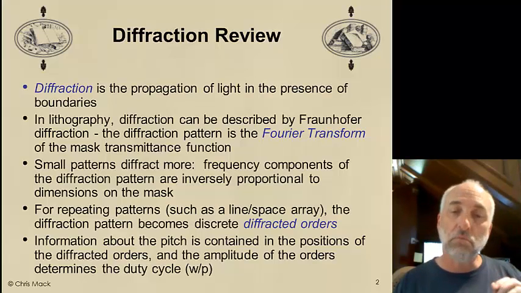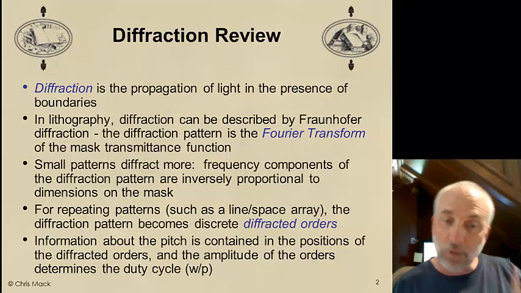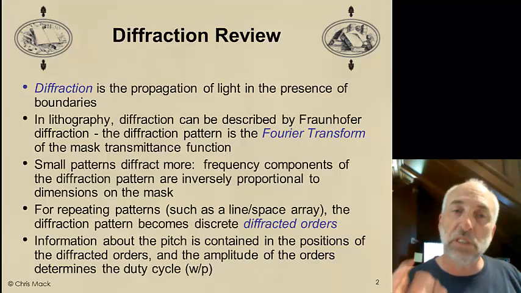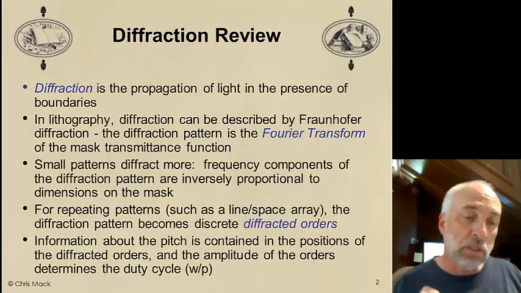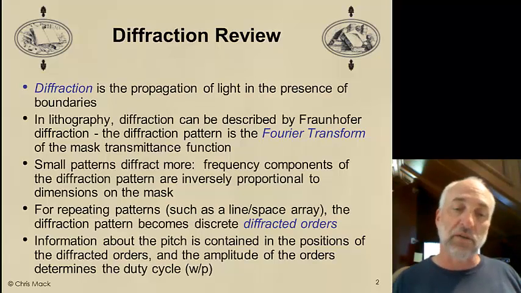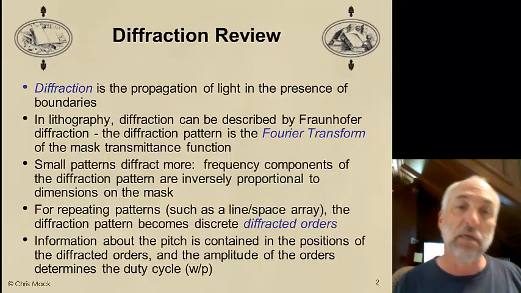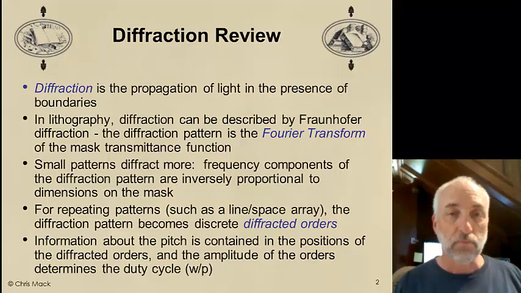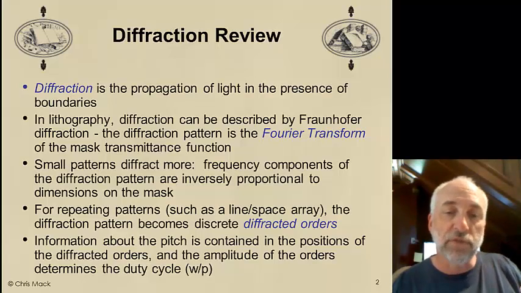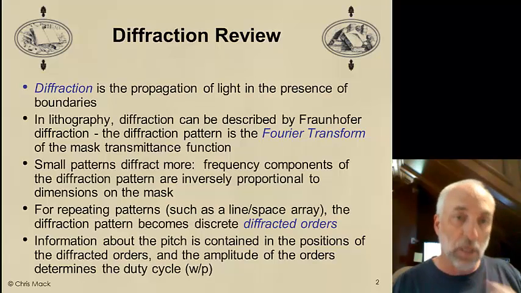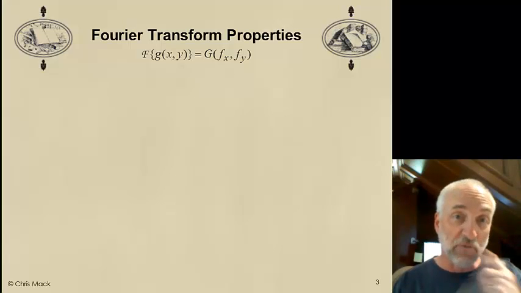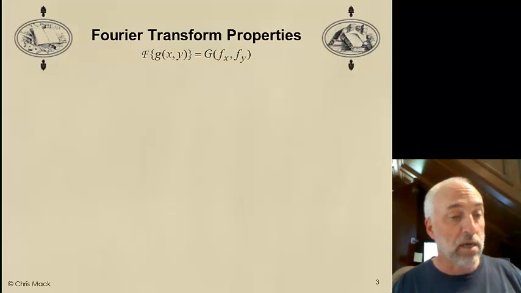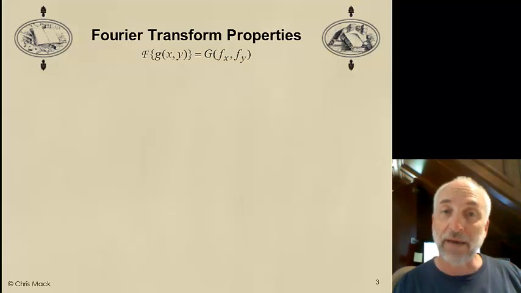For the case of a pattern of lines and spaces, the information about the pitch of the mask pattern is contained in the positions of the diffracted orders, and the amplitude of the orders encodes information about the duty cycle, that is the width of the space divided by the pitch. We're going to use this idea of diffraction orders as containing information as we continue on our discussion of imaging today. Now, the Fourier transform is our way of calculating what that diffraction pattern is.